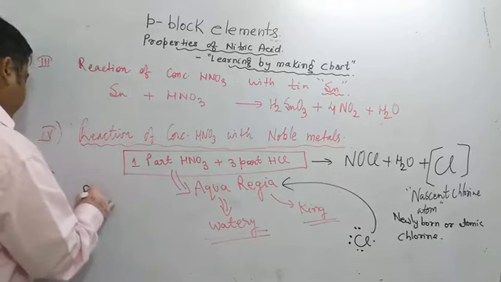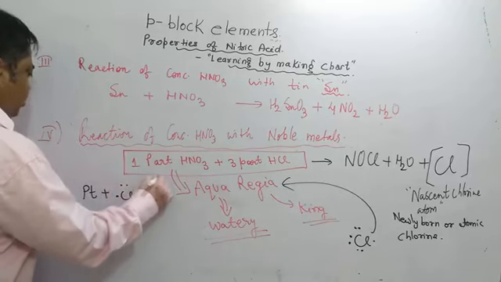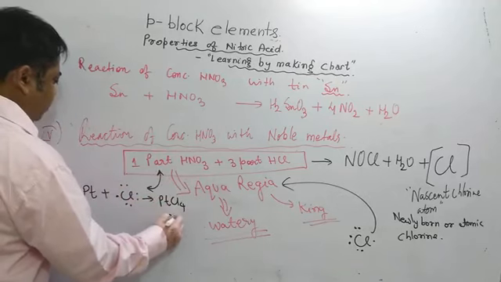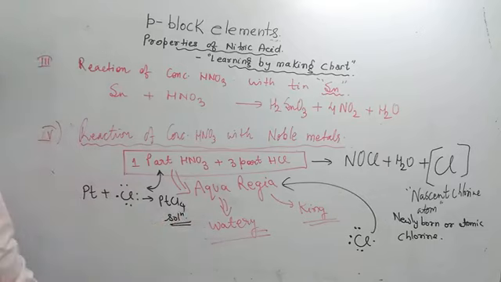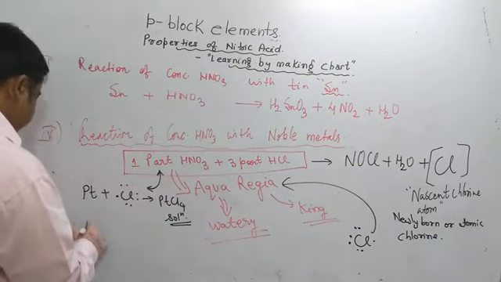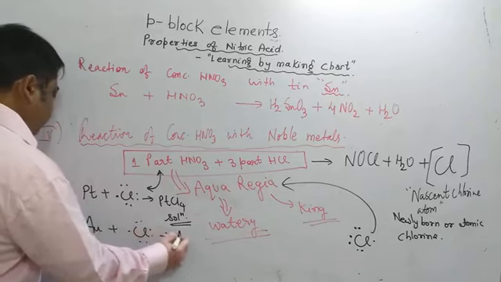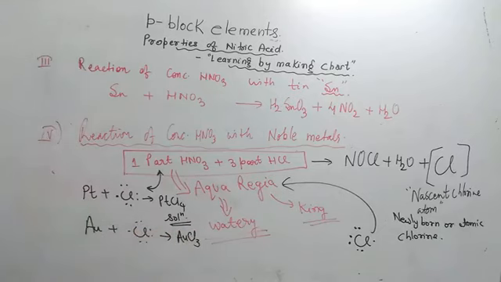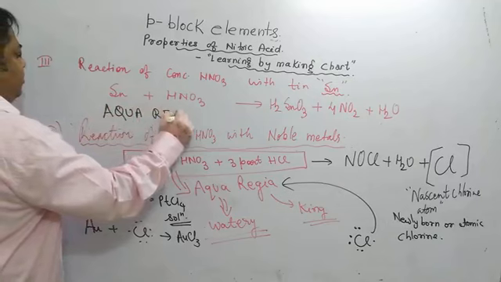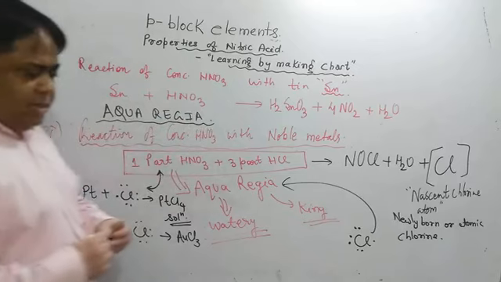Now if you treat platinum with this nascent chlorine atom, or this solution which produces it, it will form PtCl4 solution. If you treat gold, Au, plus nascent chlorine atom, it will form AuCl3. So this was the concept of aqua regia. One part of HNO3 and 3 parts of HCl.